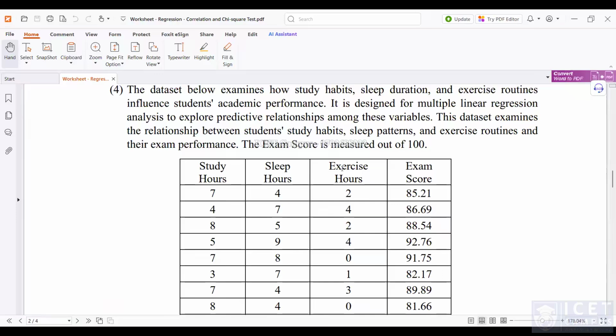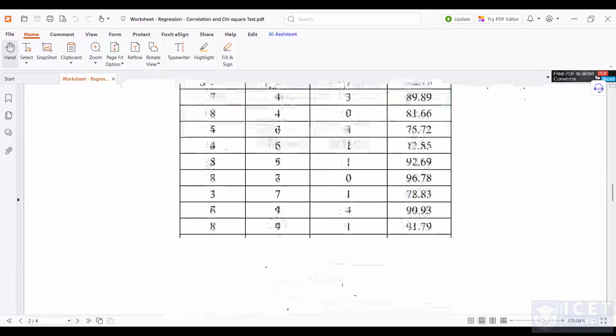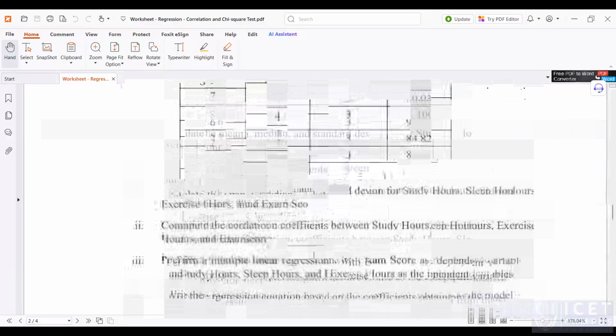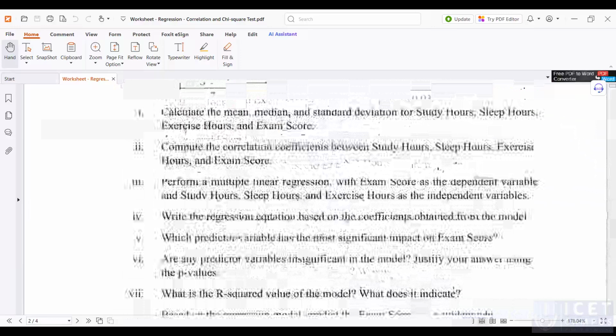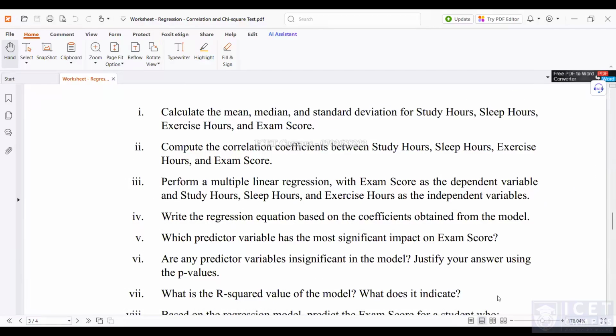Yeah, it is designed for multiple linear regression analysis to explore predictive relationships among these variables. This dataset examines the relationship between students' study habits, sleep patterns, and exercise routines and their exam performance. The score is measured out of 100. Yeah, this is the data, right? So first thing is we need to enter this data.